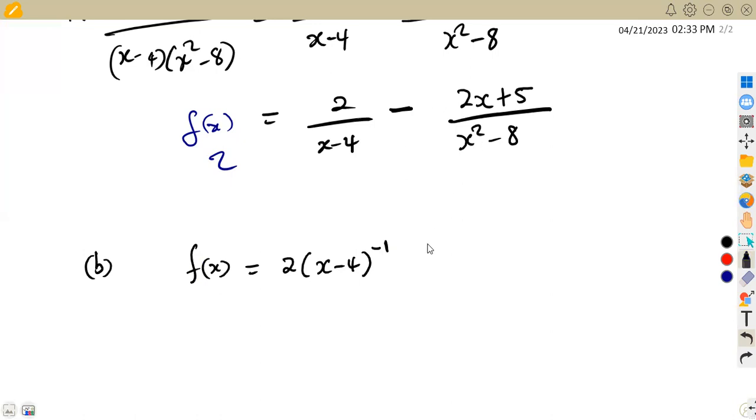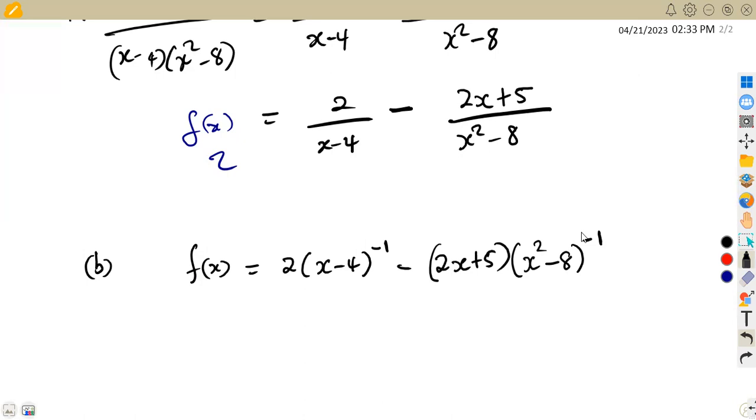The same way we are going to refer to this part. Already it's in the numerator, so it is not going to affect us. So it's 2x plus 5 as it is. But this part in the denominator is the one that we are going to write as (x squared minus 8) to the exponent of -1, so that we can expand the brackets.